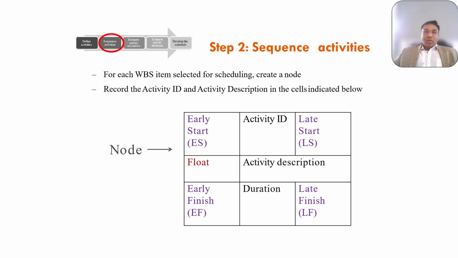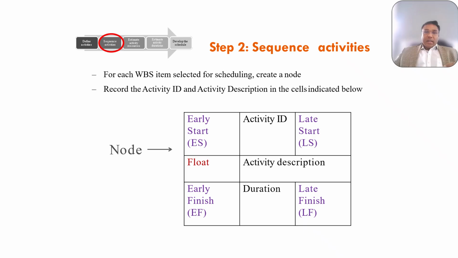This involves figuring out which activities must be completed before others can start, which we call predecessors, which can run concurrently or in parallel, and which can only start after another activity finishes, which we call successors. So keep in mind predecessor, parallel, and successors. These are the key terms here.